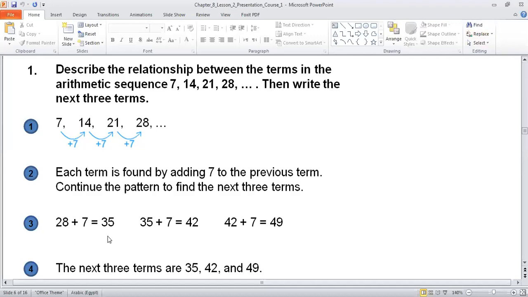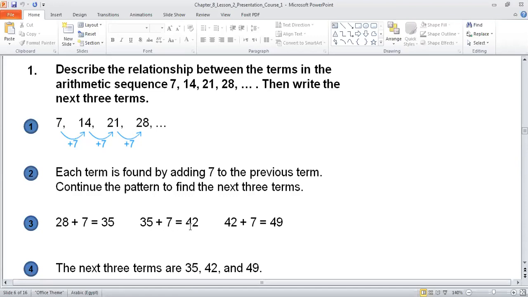We will add, like here, look, 28 plus 7. 28 plus 7 is equal to 35. I add 7 to 28, it becomes 35. If I have 35, the last term, and I need the next term, what will we do? I will add 7 to the previous term, 35.